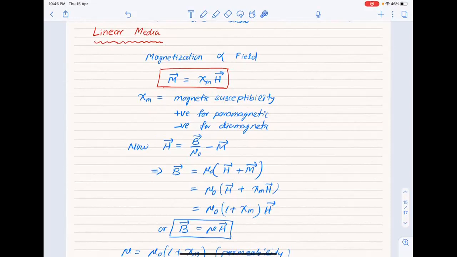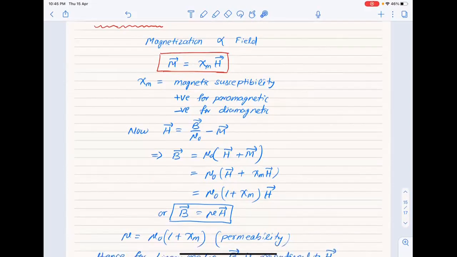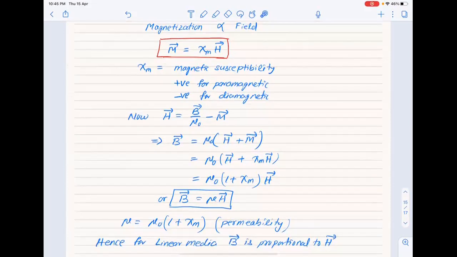Now you know H is equal to B over mu 0 minus M. So if you calculate B, you get mu 0 times H plus M, which is nothing but mu 0 times H plus, in place of M, chi m H. That essentially gives you mu 0 times 1 plus chi m, times H. And this mu 0 times 1 plus chi m, we write as mu, which we call permeability. If you do that, then you have B equal to mu H, which means B is proportional to H.